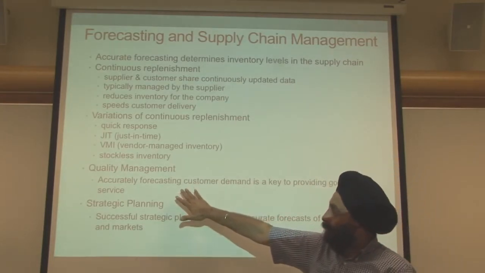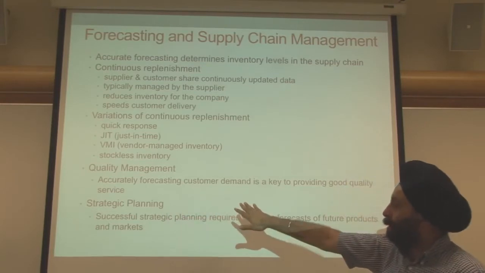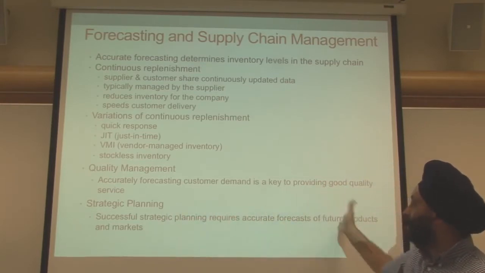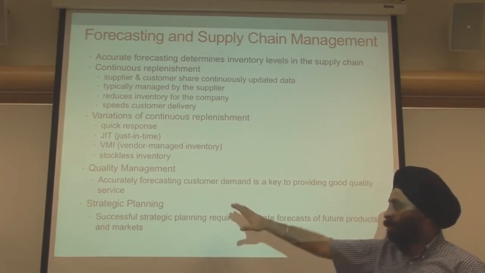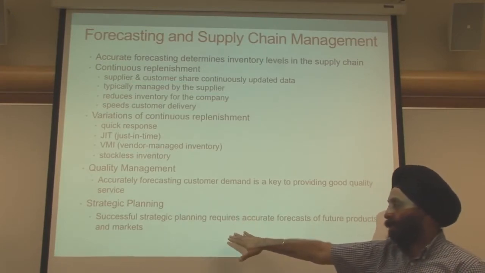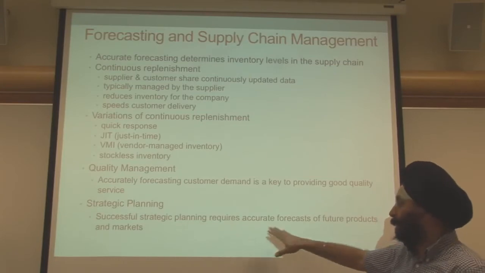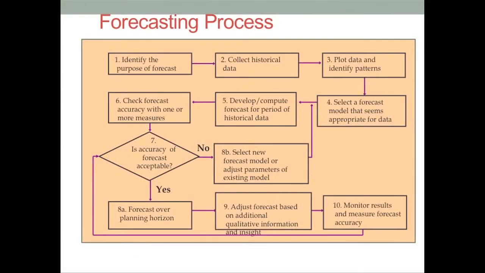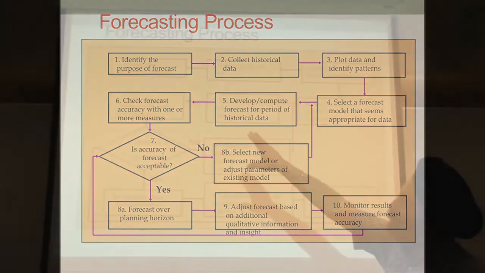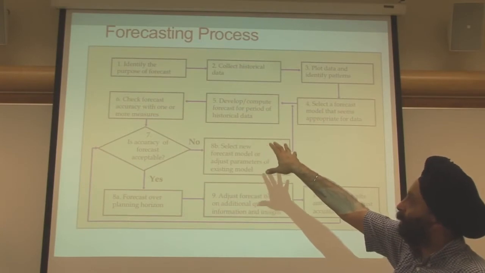And then you have quality management. Accurately forecasting customer demand is key to providing good quality and service. It is also helpful in strategic planning. Successful strategic planning requires accurate forecasts for future products and markets. So in this case, if you look at the forecasting process, the first step is to identify the purpose of the forecast.